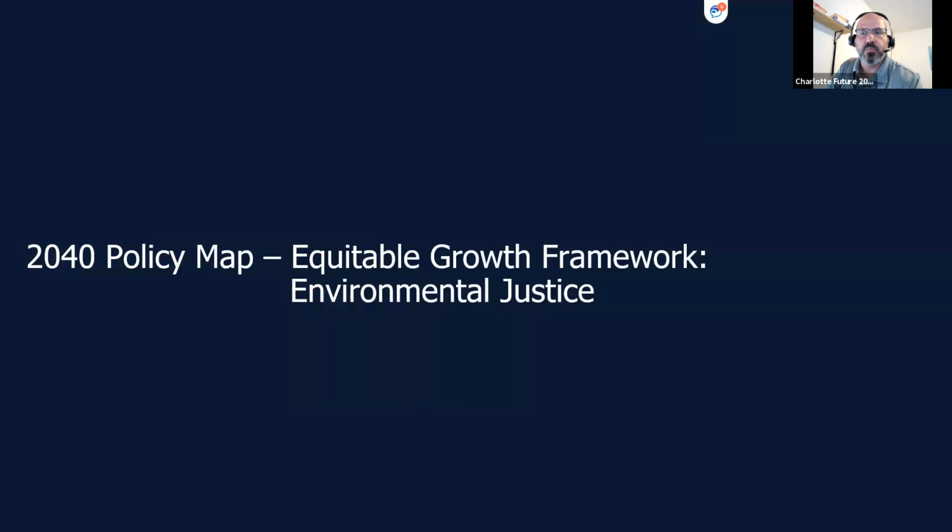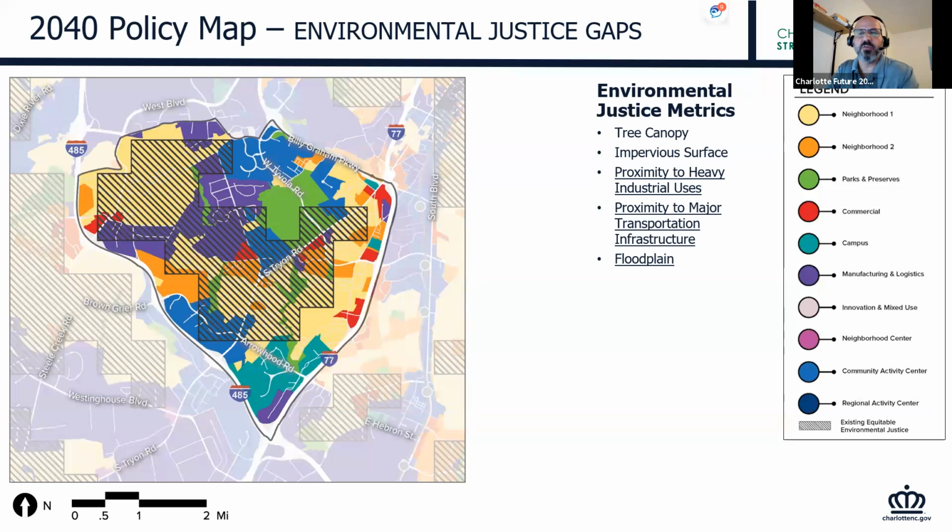The last component of the equitable growth framework is environmental justice. On this map, areas outside the black diagonal hatches are impacted by environmental justice issues. The bullet points on this page are the metrics that were used to understand where environmental justice is currently lacking. New, more intense place types were not mapped in the floodplain. The place type mapping effort also used buffering and transitions to reduce the proximity between neighborhoods and heavy industrial uses or major transportation infrastructure, which you do find in this area.